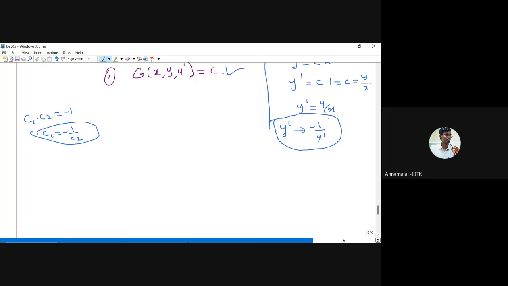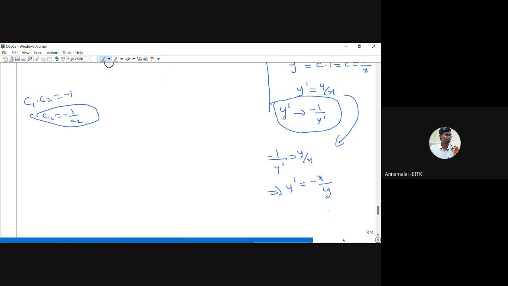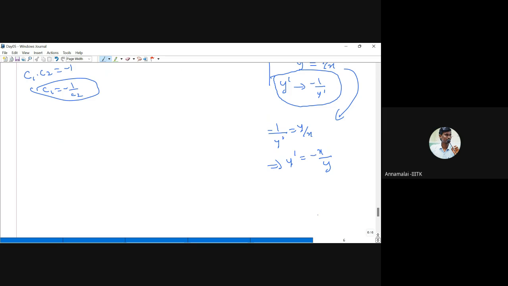Therefore, this equation becomes 1 by -1 by y dash equal to y by x. Therefore, from this, what is y dash? You just cross multiply, you get minus x by y. Now we have to solve this equation. Just integrate. y dash is nothing but dy by dx equal to minus x by y. So just separation of variables, we get y times dy equal to minus x times dx. So if we integrate, we get y square by 2, and this side is minus x square by 2.